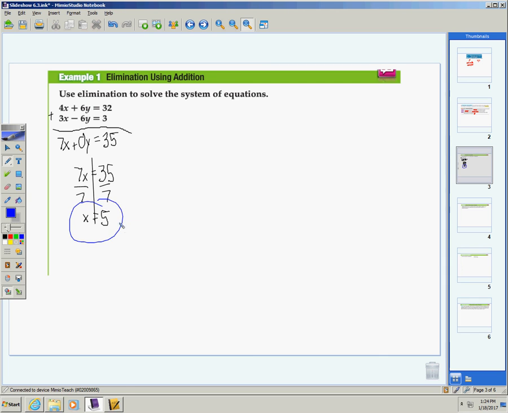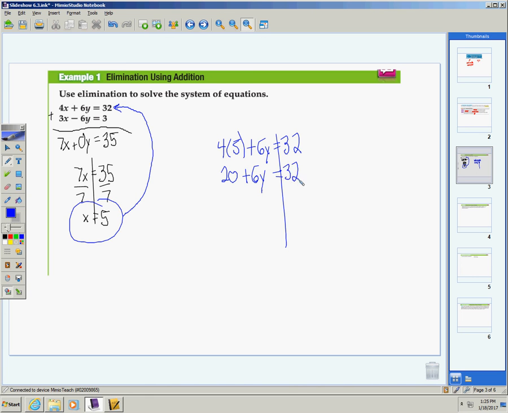I'm going to take my answer, and it doesn't matter which equation you plug it back into. You get the same answer. I'm going to take it and plug it back in for the first one. 4, I'm going to plug in 5 for x, substitute that value in, plus 6y equals 32. Now I just need to solve this equation. 4 times 5 is 20, plus 6y equals 32.